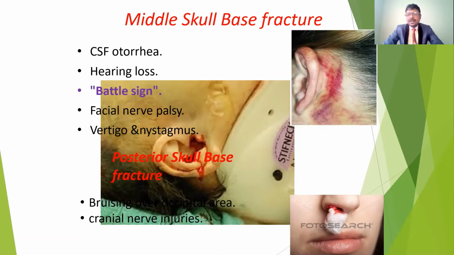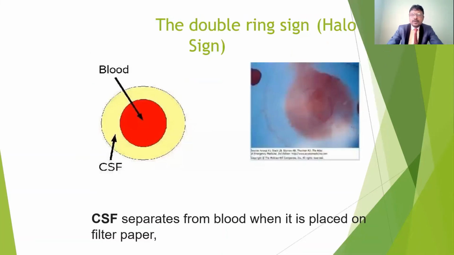The first is the olfactory nerve, optic nerve, and also oculomotor, trochlear, trigeminal, abducent, facial nerve, and also auditory nerve, hypoglossal nerve, glossopharyngeal nerve, vagus nerve, and also accessory. So depending upon the nerve involvement, the symptoms will vary. Another important diagnostic sign in skull fractures is the double ring sign.